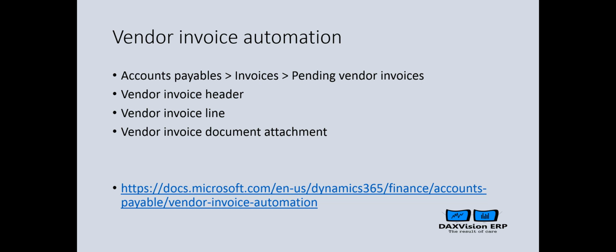There are three data entities related to this: vendor invoice header, vendor invoice line, and vendor invoice document attachment. A deeper introduction of this functionality can be found on the link that I have pasted here. But let's see how it looks.